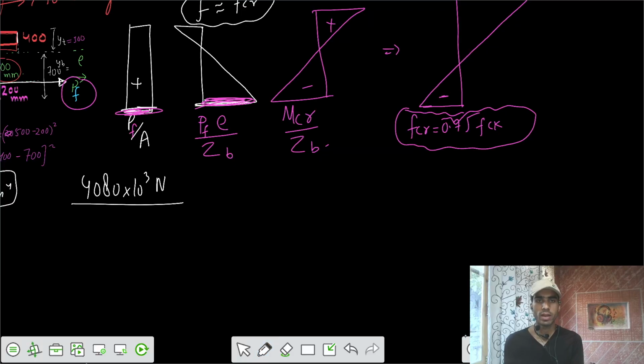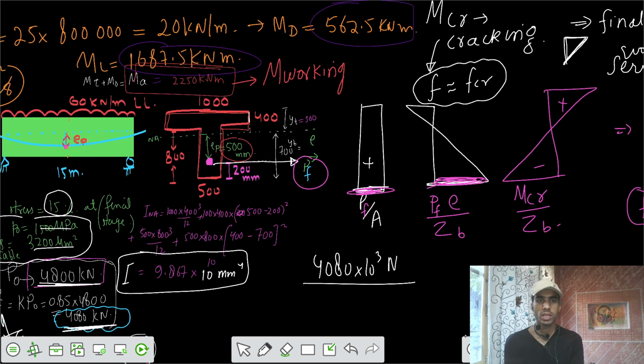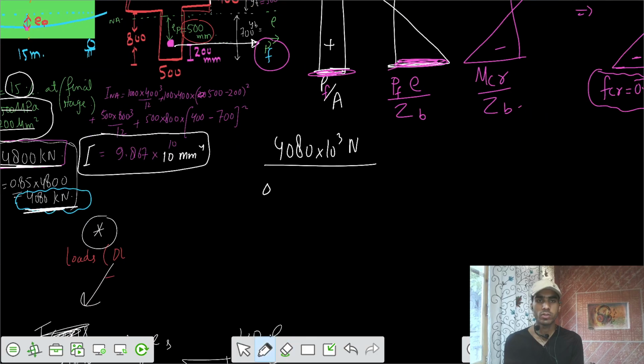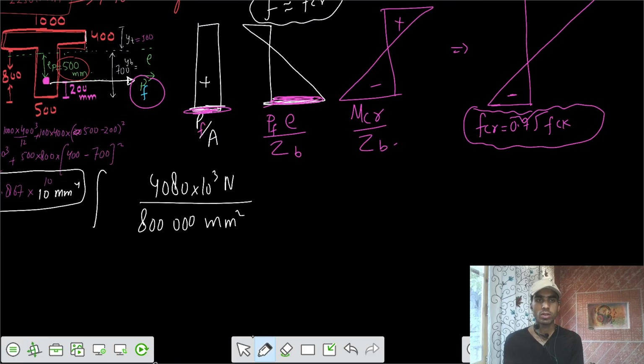The area of the cross section was 800,000 millimeters square. This was your area of the cross section. So we are calculating stresses at the bottom, because our critical condition for the final stage is that at the bottom there should be some tensile stresses. So this is your F bottom. After that we have plus P final.